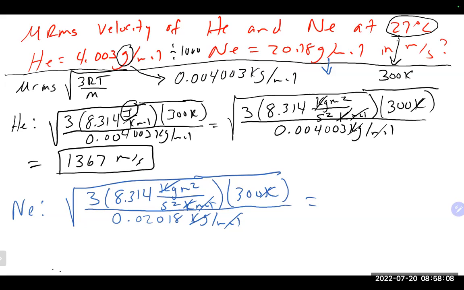Square root it. About 608.9 meters per second. Any questions on that calculation there?